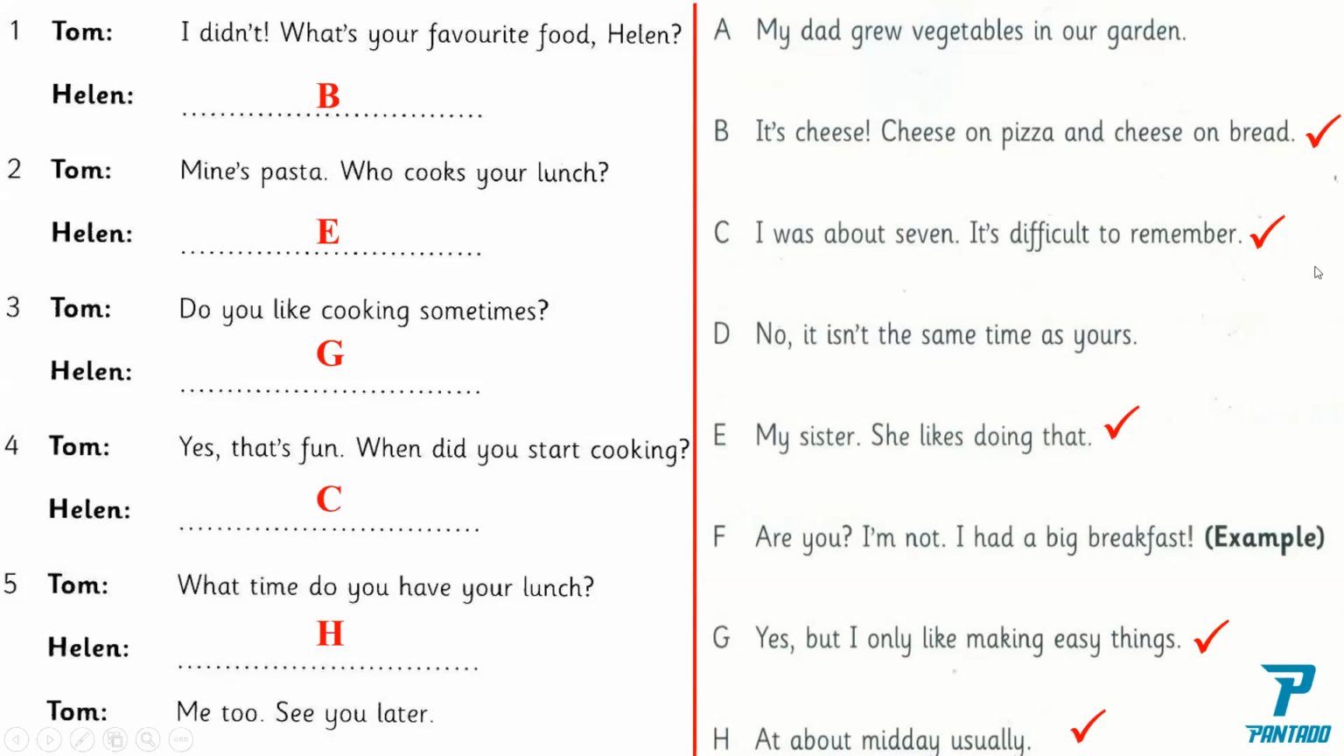Now, let's read the conversation. I will be Tom and you will be Helen. And you will be reading the correct answer, okay? Okay. Number one. What's your favorite food, Helen? It's cheese. Cheese on pizza and cheese on bread. Mine is pasta. Who cooks your lunch? My sister. She likes doing that.